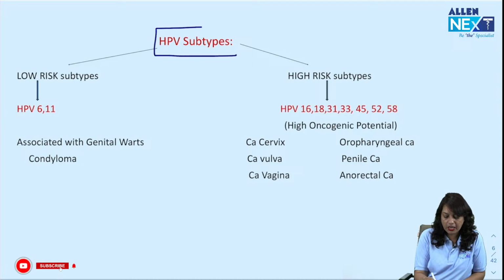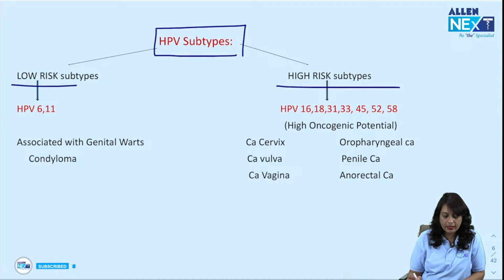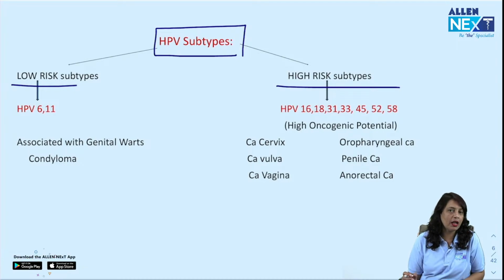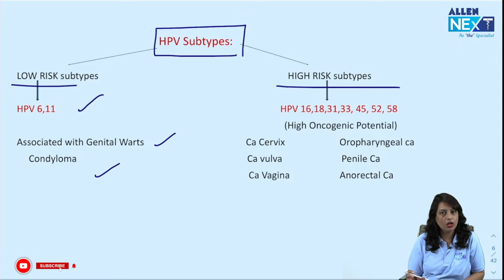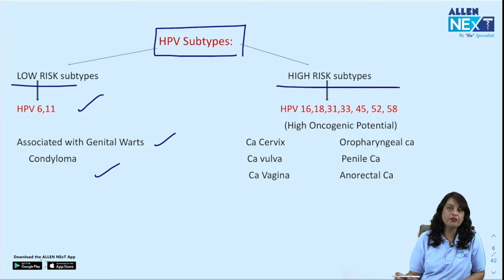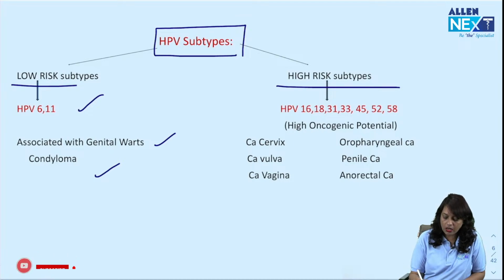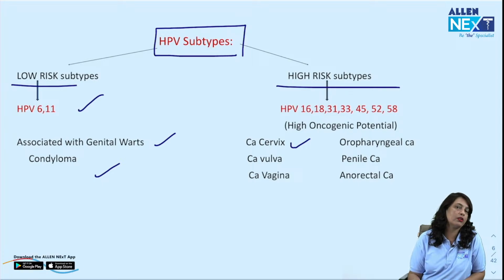Now, HPV subtypes can be low risk or high risk. Low risk subtypes are HPV 6 and 11, which are responsible for genital warts and condyloma formation, whereas HPV 16, 18, 31, 33, 45, 52, 58 are the high oncogenic potential strains, which are a risk for cancer cervix, vulval and vaginal cancer in females, and in males penile cancer, oropharyngeal and anorectal cancers.